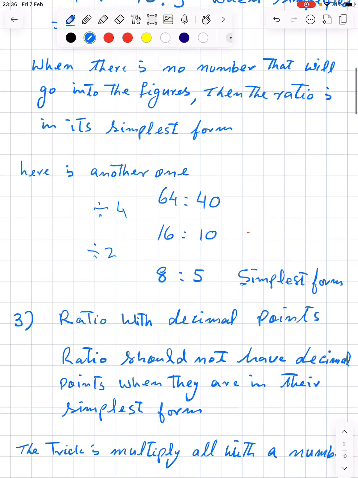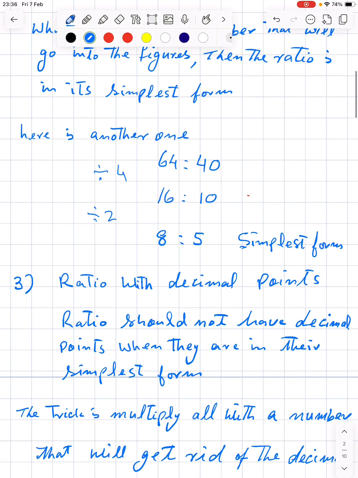Here is another example. 64 to 40. We will divide both sides with 4, which will give us 16 and 10. 16 to 10. And then we divide further with 2, which will give us 8 to 5. That is the simplest form.